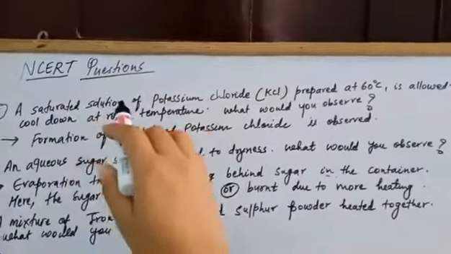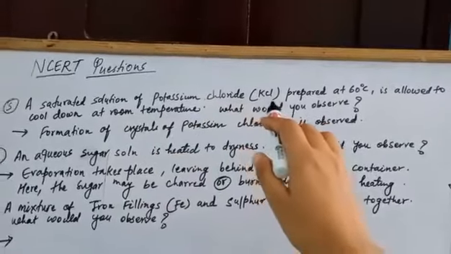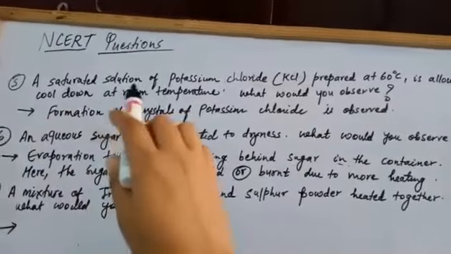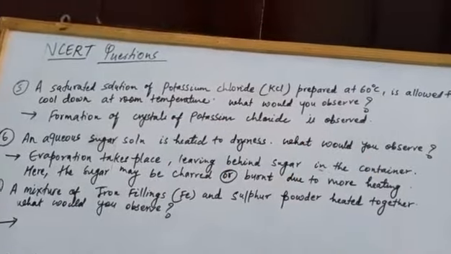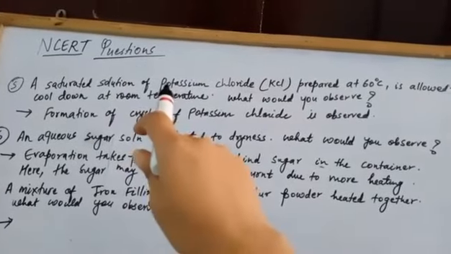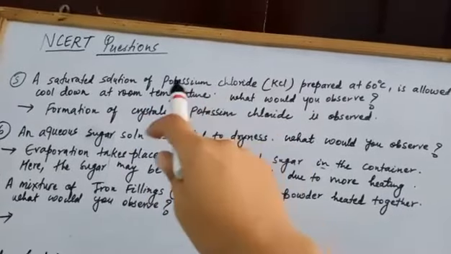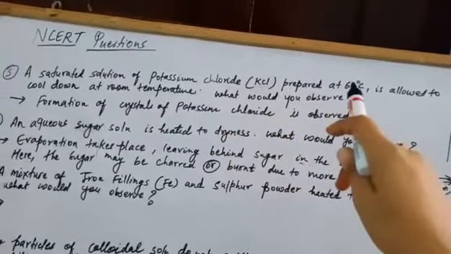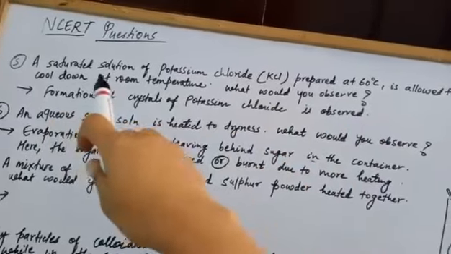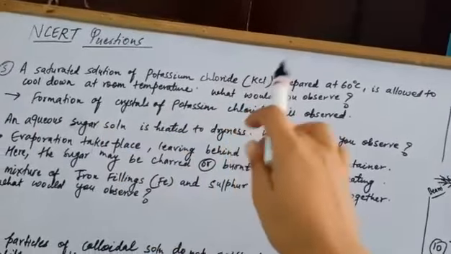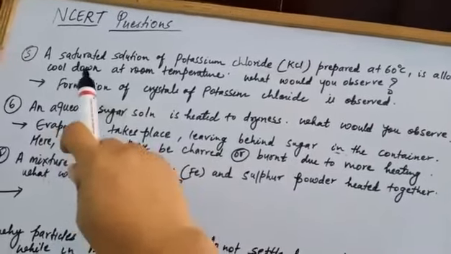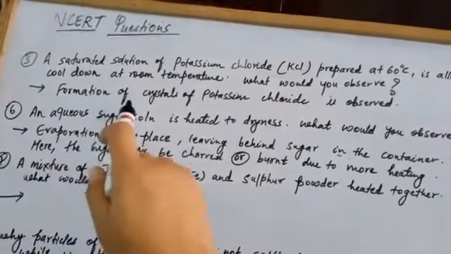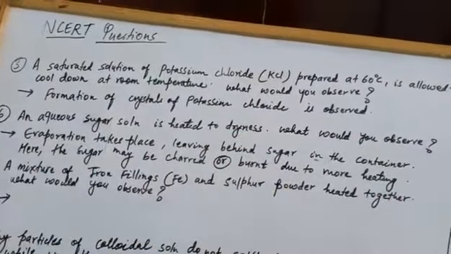A saturated solution of potassium chloride, that is KCl, prepared at 60 degrees Celsius is allowed to cool down to room temperature. What would you observe? So you have been given a saturated solution of potassium chloride, which is prepared at 60 degrees Celsius, means by heating we have prepared the saturated solution of potassium chloride. Now it is said that it is allowed to cool down to room temperature. What is going to happen then? Formation of crystals of potassium chloride is observed on cooling.